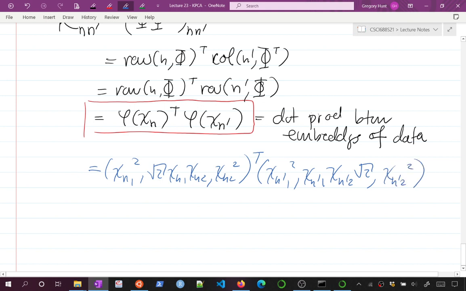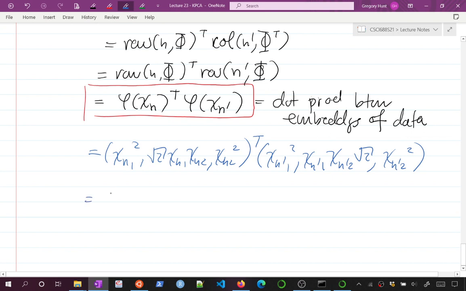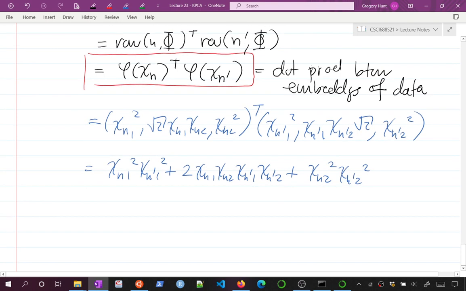The dot product between those, and we expand out what that dot product is. It's xn1 squared xn prime 1 squared plus 2, my root 2 is multiplied with root 2, xn1, xn2, xn prime 1, xn prime 2, plus xn2 squared, xn prime 2 squared, which looks horrible, but I'm going to claim is just xn transpose xn prime quantity squared. And I'll let you think about why that's true.